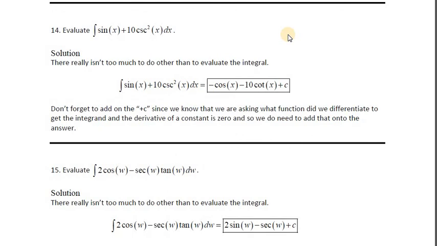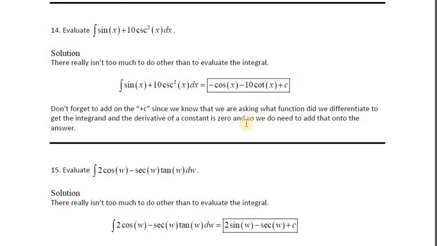Next, consider another example, a very simple trigonometric function: integration of sin x plus 10 cosec square x dx. It's very simple: integration of the first plus integration of the second. Integration of sin x, you know from the formula, is minus cos x. For 10 cosec square x, 10 is a constant and stays as it is, and integration of cosec square x, by the list of formulae, is cot x. So minus cos x minus 10 cot x, and plus of course the integration constant.